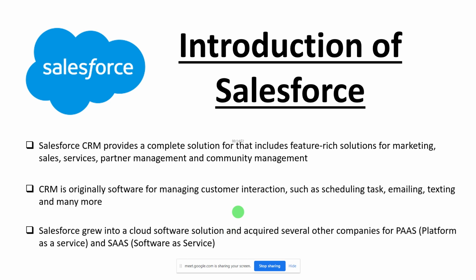The software grew into a cloud software solution and acquired several other companies for platform services and software services. If you go with some other service CRMs, we need to have a separate platform to run the business, and we need to have infrastructure to store our data. So compared with Salesforce CRM, we need to have SaaS separate and PaaS separate. But if you adopt Salesforce CRM, it is providing three classifications.